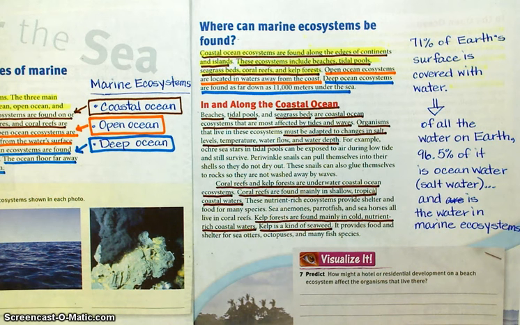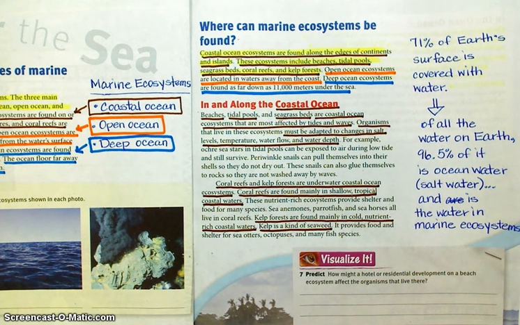Kelp forests. Kelp's basically a type of seaweed. Kelp forests are mainly in cold, nutrient-rich coastal waters. Okay. And then over here at the side, I wanted to remind you that marine ecosystems are really, really important for us to pay attention to, because 71% of the Earth's surface is actually covered with water. And of all the water on the Earth, 96.5% of it is ocean water, meaning it's salt water. So 96.5% of all of our water is found in some sort of marine ecosystem.